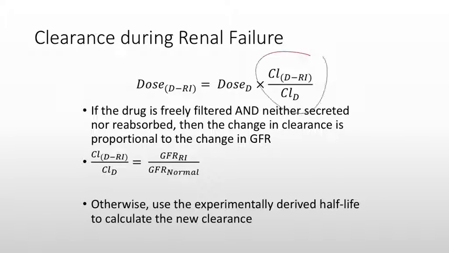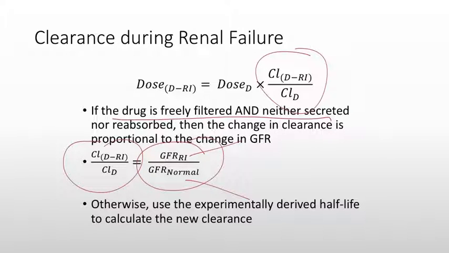Now let's talk about this ratio really quick because it does make things a little bit faster. If a drug is freely filtered, not secreted or reabsorbed, then the ratio of these clearances is equal to the ratio of GFR during renal impairment to the normal GFR. This is usually not going to be the case. So what can we do if we don't know the clearance?